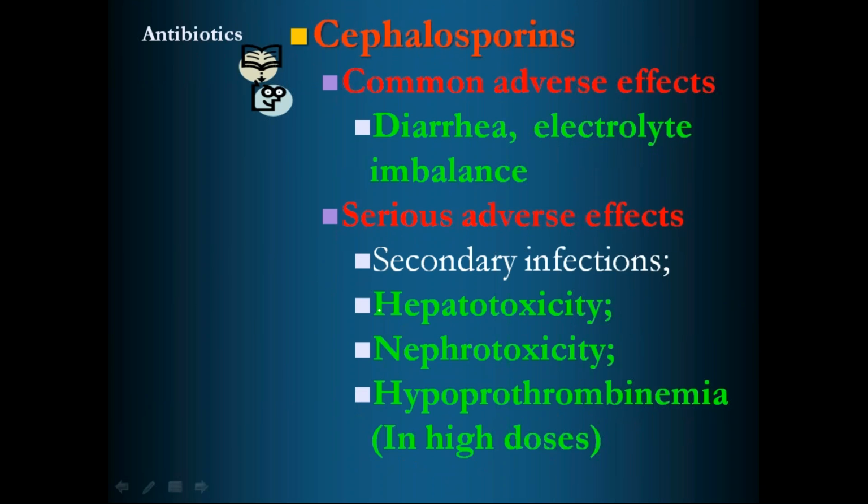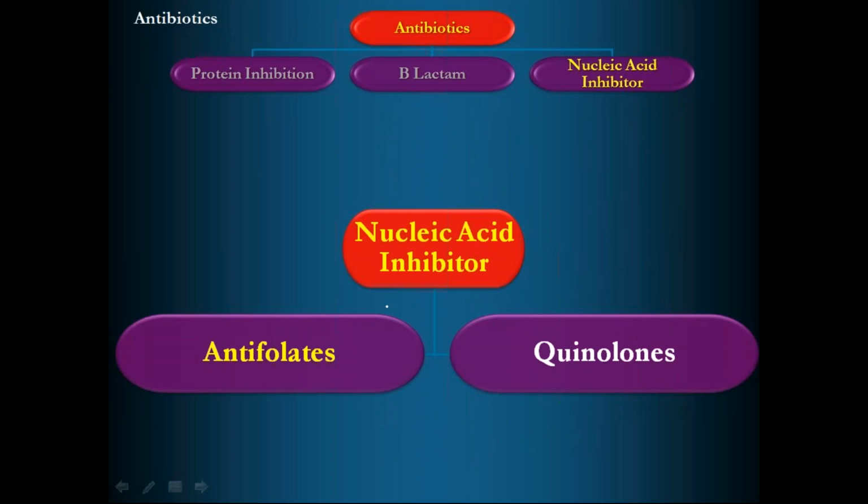So here we have cephalosporins. They cause electrolyte imbalance, and as with any other antibiotic, nausea and vomiting, and most commonly cephalosporins produce diarrhea. Antifolates. What are antifolates? We already talked about the aminoglycosides, tetracyclines and macrolides. In the beta-lactams we have penicillin and cephalosporin. And now the last one. So we have five groups of antibiotics. The nucleic acid inhibitors are the antifolates, which are the sulfas, and the quinolones, which can be called the fluoroquinolones.